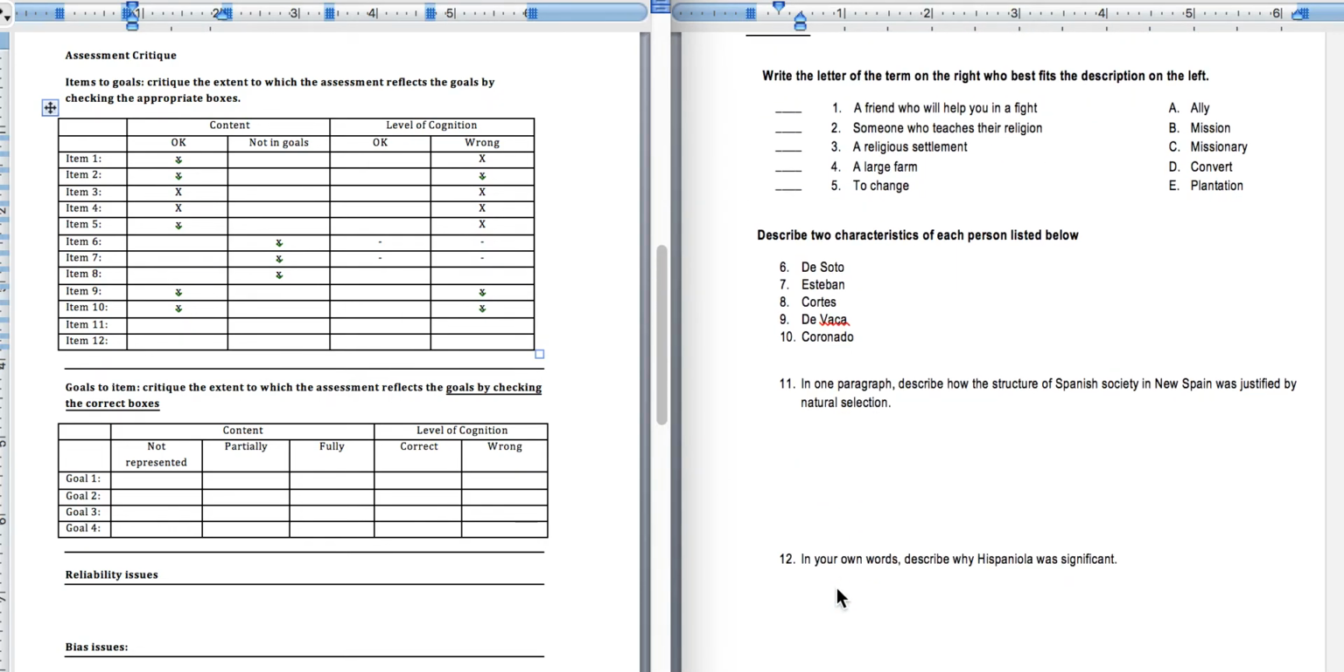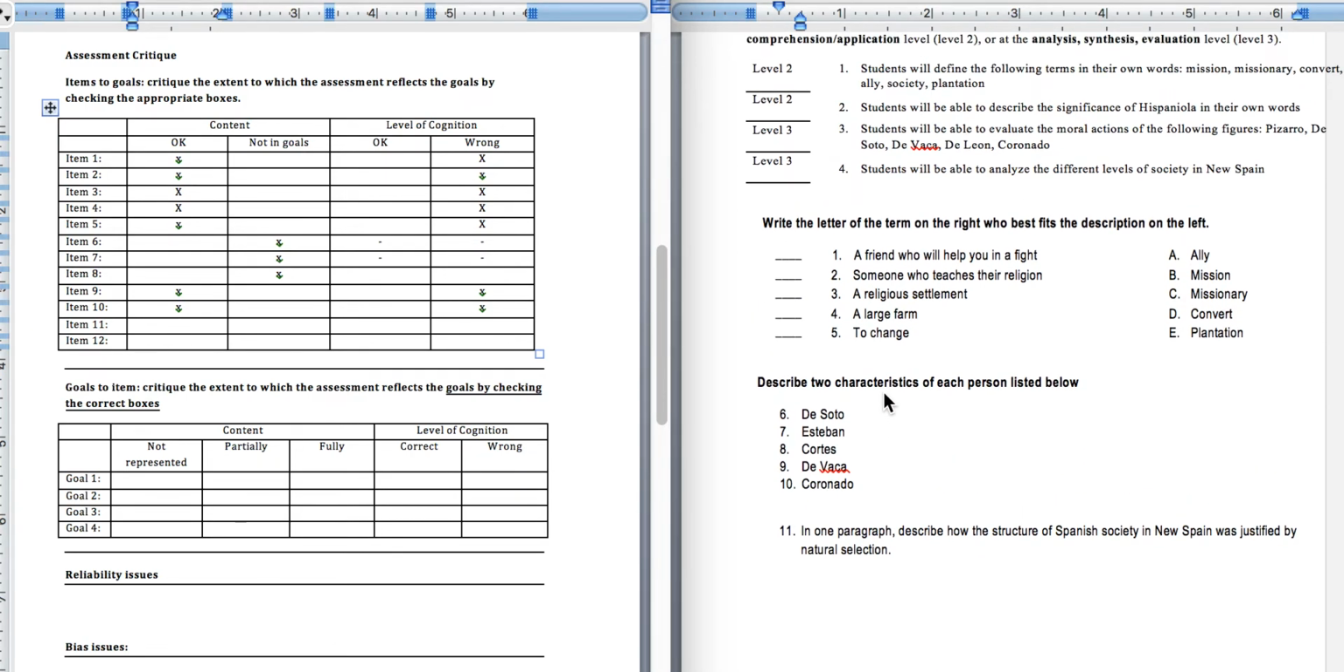When I go on to problem 11, it says in one paragraph, describe how the structure of Spanish society in New Spain was justified by natural selection. Well, I do want them to analyze the different levels of cognition. And you might say that, yeah, that matches up in terms of content, but I'm not really analyzing it. I'm more like justifying it or giving the reasons. And so I would say there that that is at the wrong level of cognition.